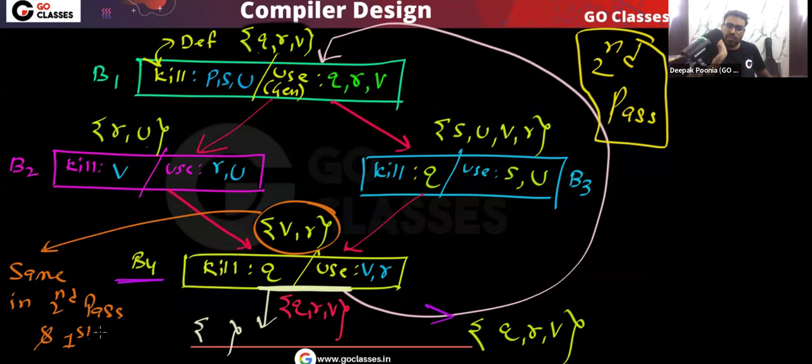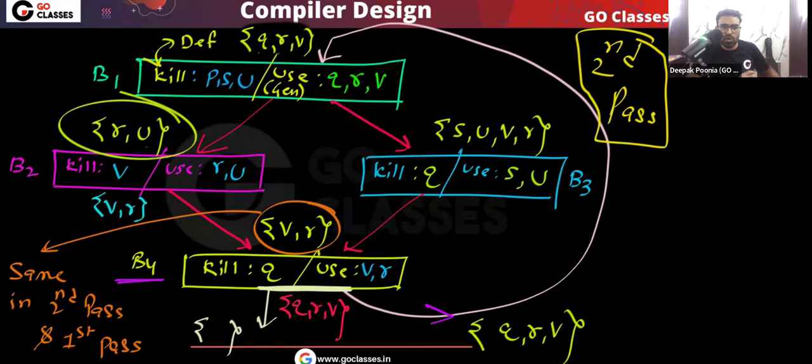Second pass and first pass. So this did not change in the second pass also. If this did not change, then you can see that for the basic block B2, there is only one successor, that is B4. So out of B2 will also not change. Out of B2 will be same as in of B4. If out of B2 is not changing, then in of B2 will also not change. So the same in of B2 we will get.